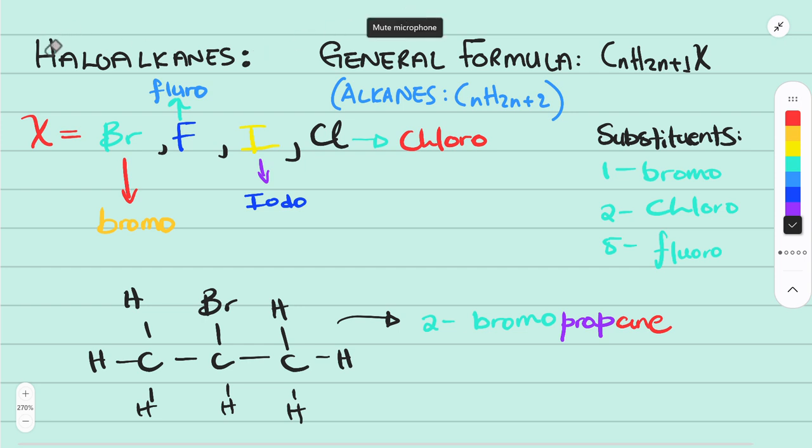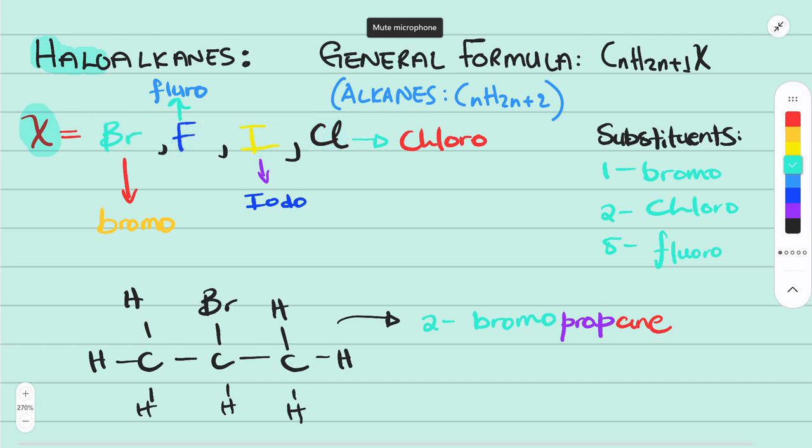So today we are dealing with haloalkanes. Haloalkanes are basically alkanes that have halogens replacing the hydrogens. Every time we have X in the general formula, it can be any one of these halogens: bromine, fluorine, iodine, or chlorine.